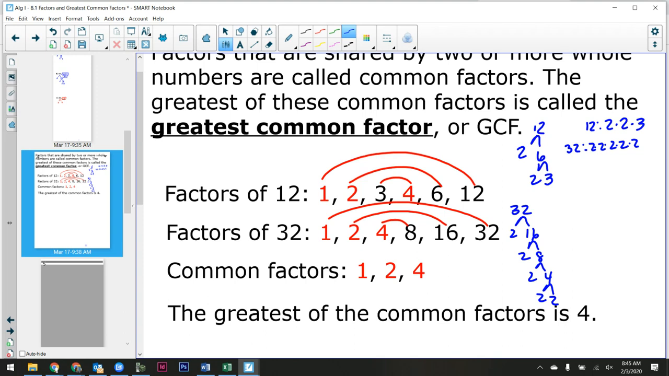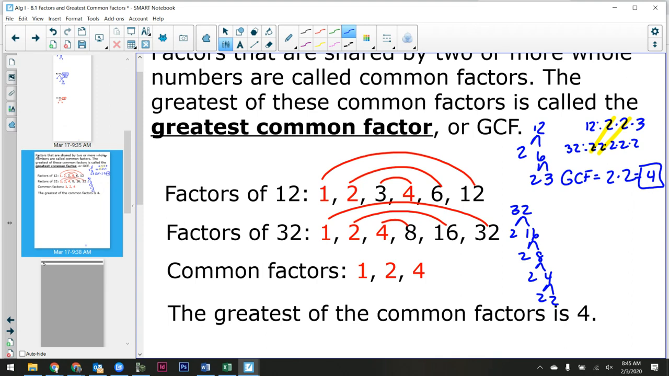Okay. Common factors. What are the common factors that I see? Don't I see a set of 2s and a set of 2s? Are there any more common factors? No. Those are my only common factors. So guess what my GCF is? 2 and 2. What's that become? 4. So my GCF is 4.